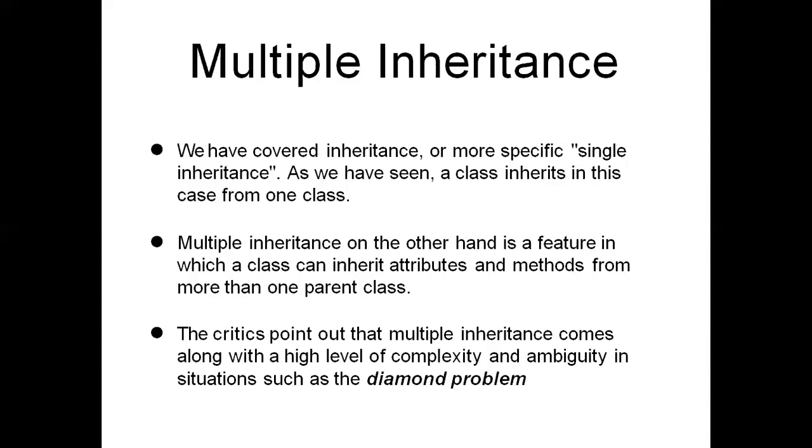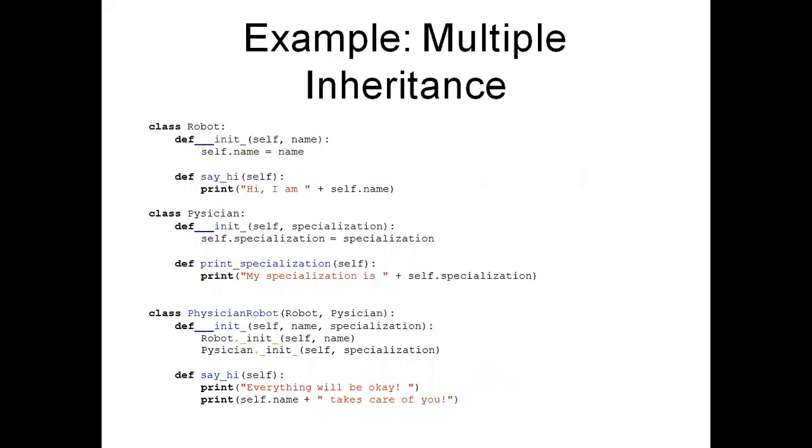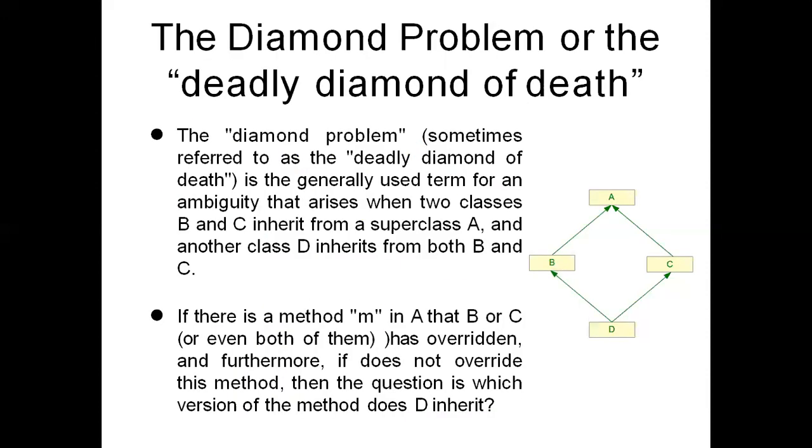The last point indicated here is that critics point out that multiple inheritance comes along with a high level of complexity and ambiguity, and situations known as the diamond problem. This level of complexity and ambiguity leads to the diamond problem, right? What basically is the diamond problem? This is what the diamond problem is.